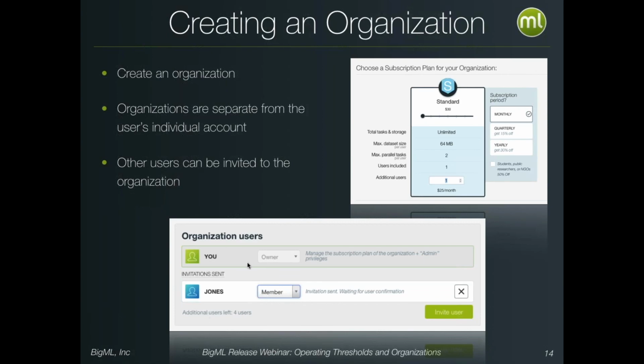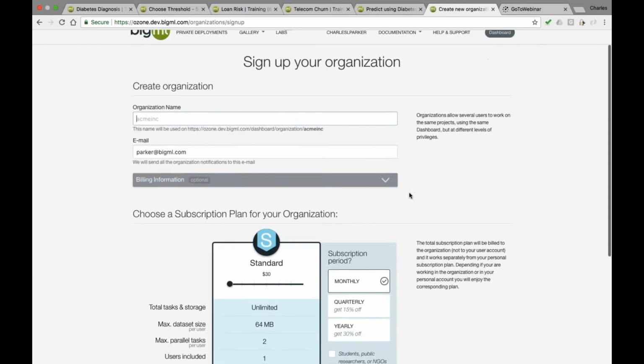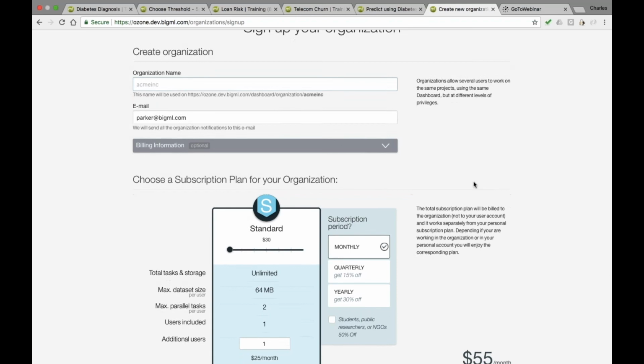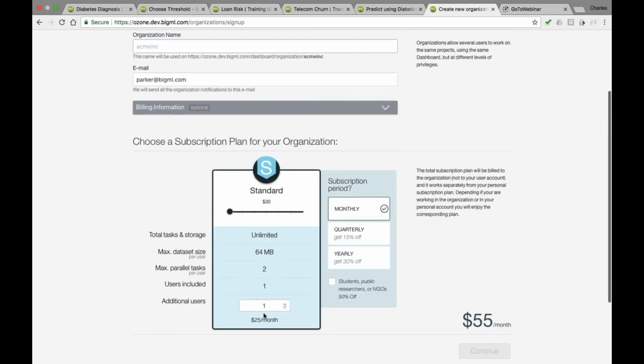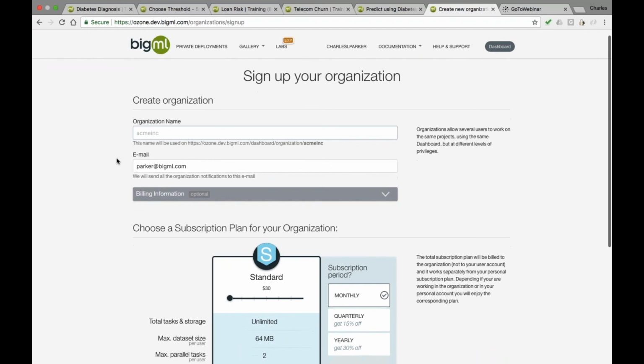So let's see what that looks like real quick. Here you can see this is my user, Charles L. Parker, and I'm in my personal account. If I go to new organization, I get this subscription form where I can sign up a new organization. I can add how many people I want in the organization. I can have a subscription level that basically controls the size of things you're able to do in that organization, the size of data sets and models you're able to create, how fast you're able to create them.